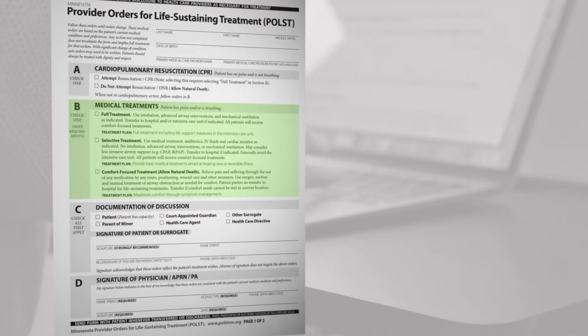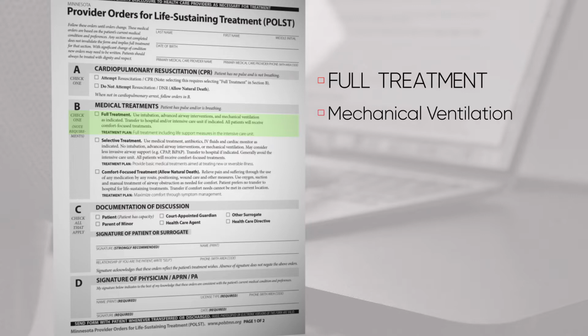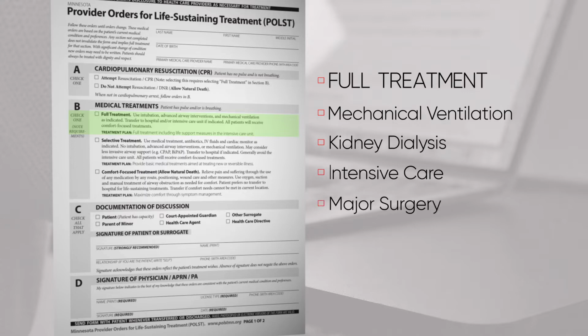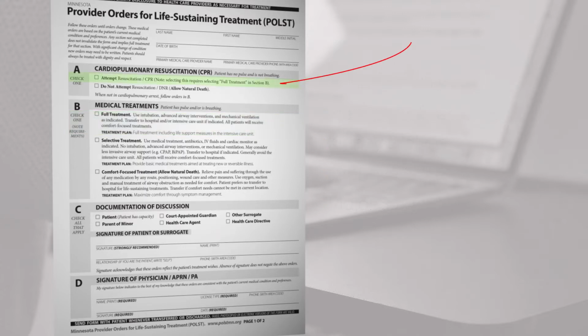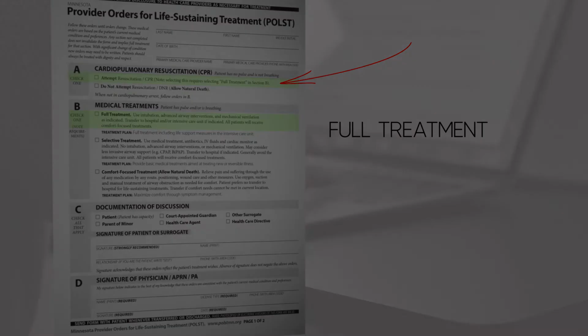There are 3 treatment options. The first is full treatment. This choice means that the patient would like all medical treatments used to prolong life. This would include treatments such as mechanical ventilation, kidney dialysis, intensive care, and major surgery. If the patient selects attempt resuscitation CPR in Section A, then they must select full treatment because these treatments are often necessary after CPR.